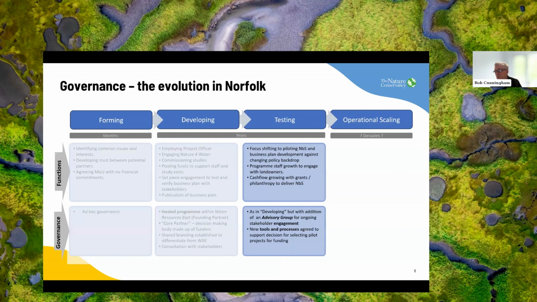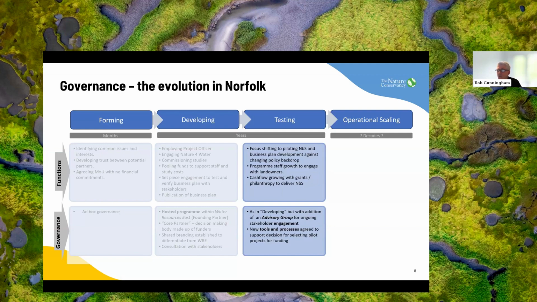And now we're moving into the testing phase, and what that testing phase is about is actually demonstrating the viability of the business plan. So it looks good on paper, but there's a lot of uncertainty around the nature-based solutions that we're proposing. And so we're looking to piloting.